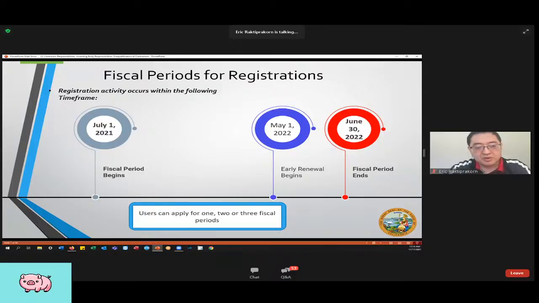And we should have a polling question coming up. A contractor registers for the first time on June 1st, 2021, and pays $400 for 1 year's registration. When will that registration expire?